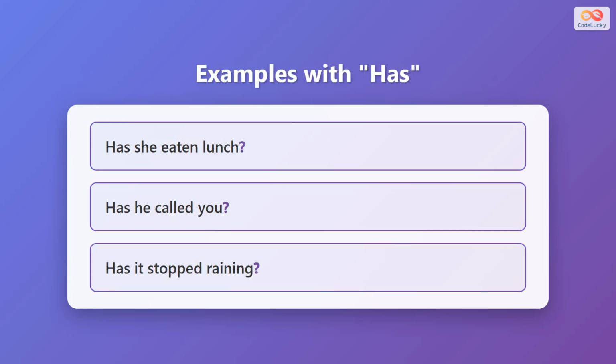Now here are examples with has. Has she eaten lunch? Has he called you? Has it stopped raining? Again, has comes first, followed by the subject, and then the past participle of the main verb.